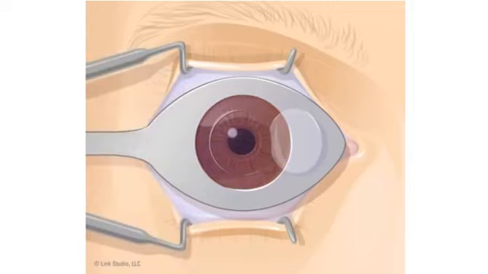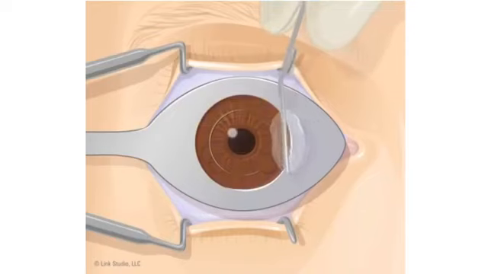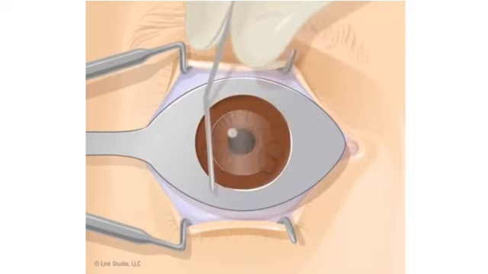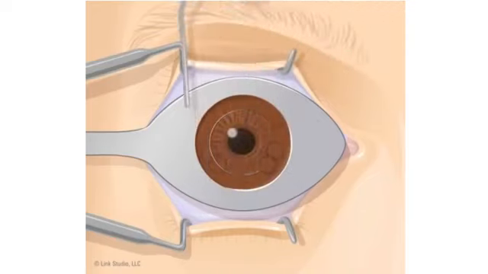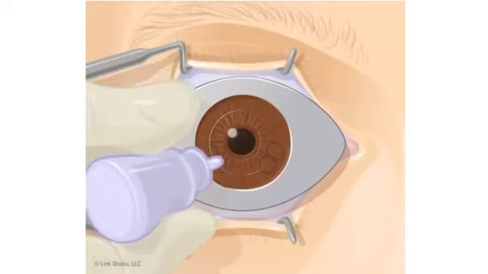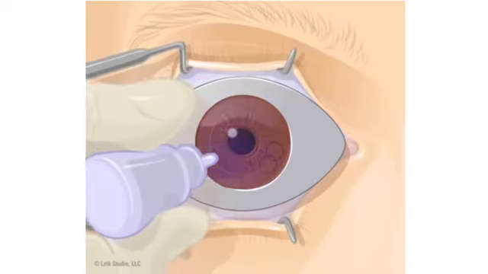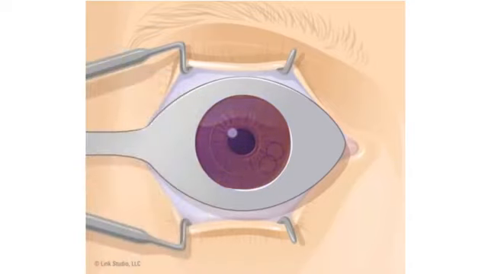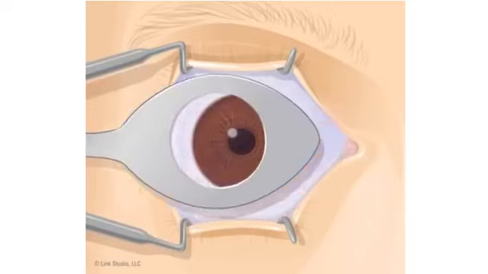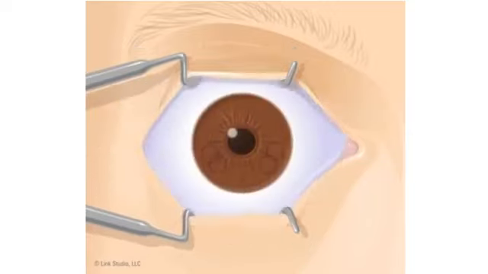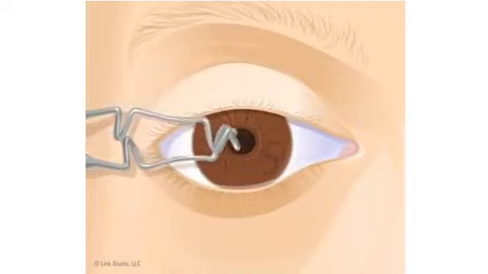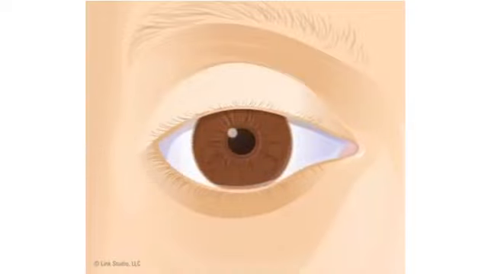The flap is then put back into its original place using a small metal rod. The doctor makes sure it is in the right place by lining up the ink marks. More drops are placed in your eye to make sure it heals well. The speculum holding your eye open is removed, and you will be asked to blink a few times.